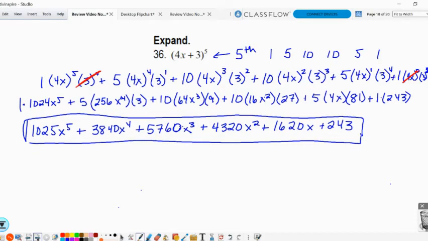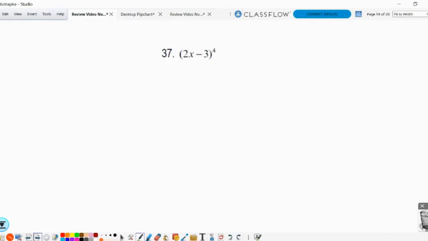Similar, we are taking 2x minus 3 and raising that to the fourth power. So we're looking at the fourth row of Pascal's triangle, which has coefficients of 1, 4, 6, 4, and 1. And as we evaluate our expansion, 2x will be the term that we raise to the fourth power first. And then because this is minus 3, we're going to be substituting negative 3 as we go. So make sure you use the negative with that 3.